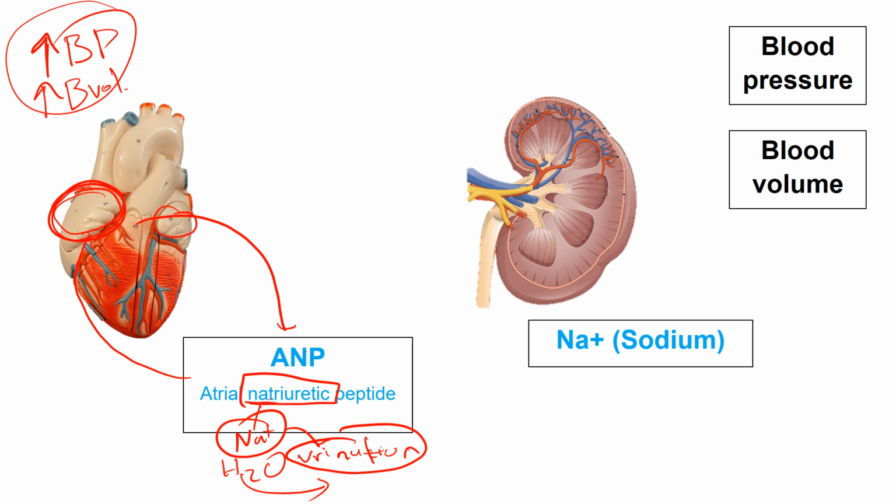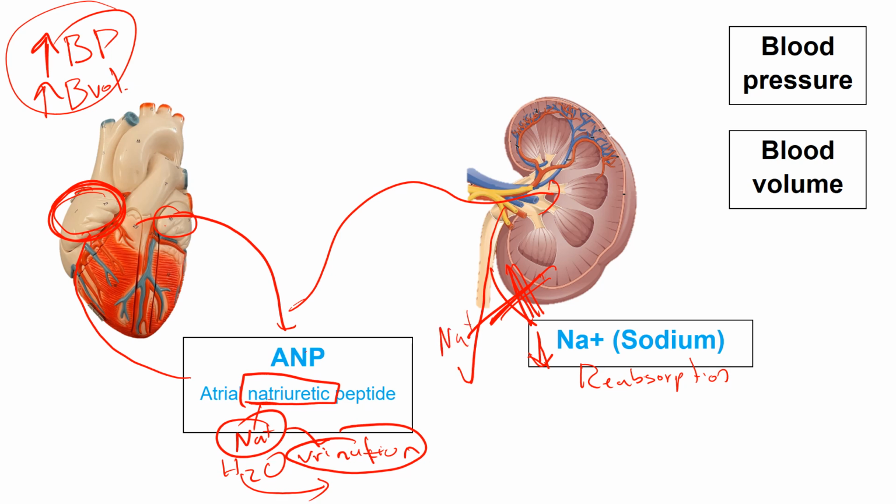So back again here, when ANP reaches the kidney, it prevents sodium reabsorption. So basically, your kidneys are not going to reabsorb sodium, so I'll make this arrow pointing down to symbolize that there's a reduction of sodium reabsorption. And if you do not reabsorb sodium, that means that sodium is going to the urine.